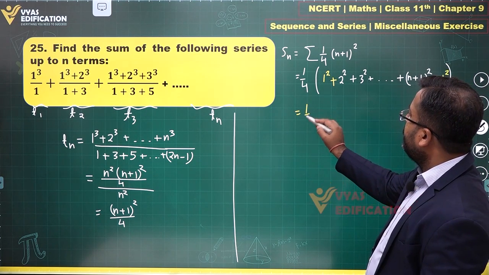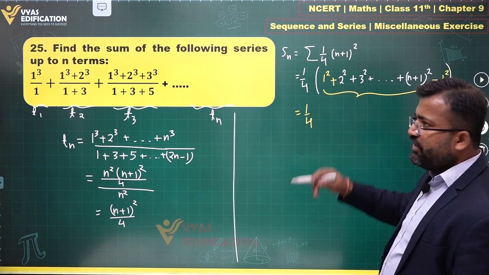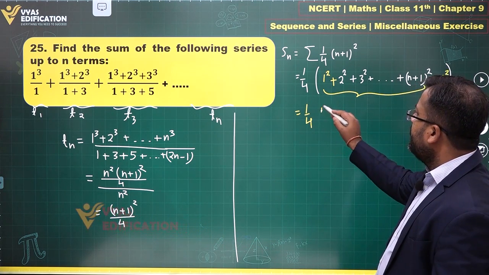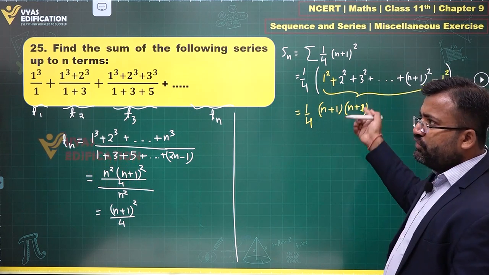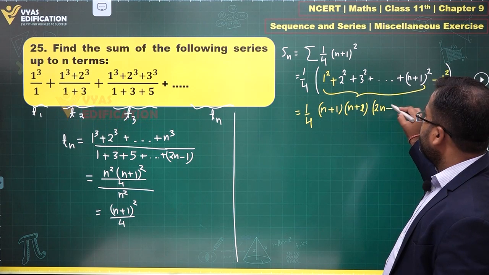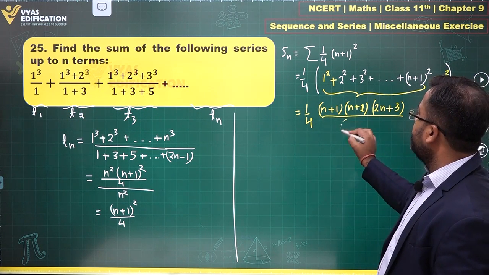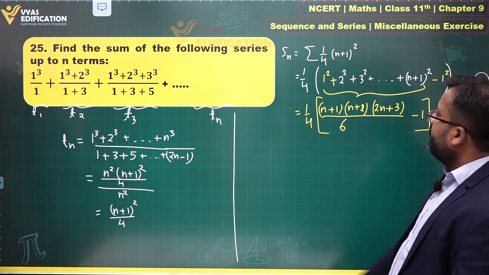And now I can write 1 by 4, okay. This is the sum of first n plus 1 squares. That is, instead of n you will have n plus 1 in the formula. So n plus 1 plus 1 will become n plus 2. 2 times this plus 1, so 2n plus 2 and plus 1 is plus 3 upon 6 in the bracket and with a minus 1. That's what you have, right?